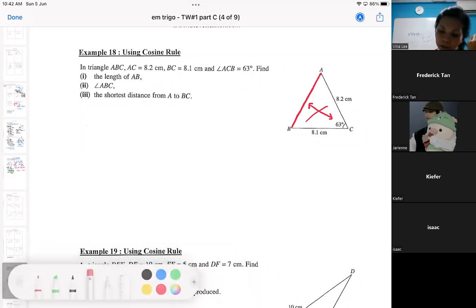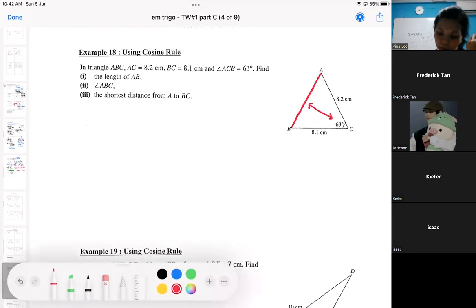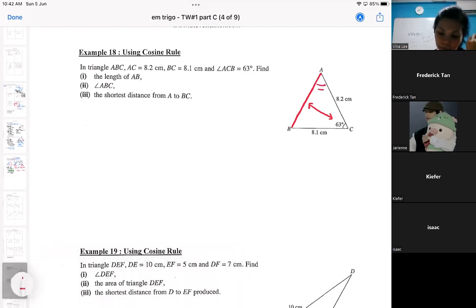I also don't have any angle to arrow with 8.1. So there's nothing here to arrow. The one that I want to find can be arrowed with the 63 degree. So let's recall, how do you form the cosine rule? It will be AB square, and you're going to form it with the cosine 63.